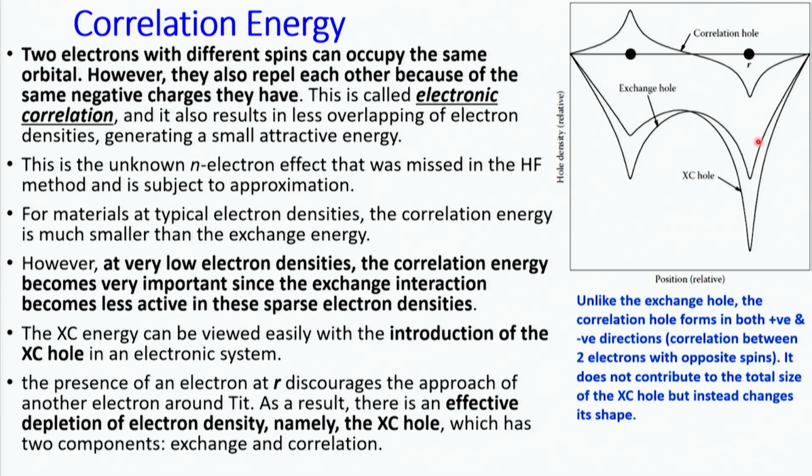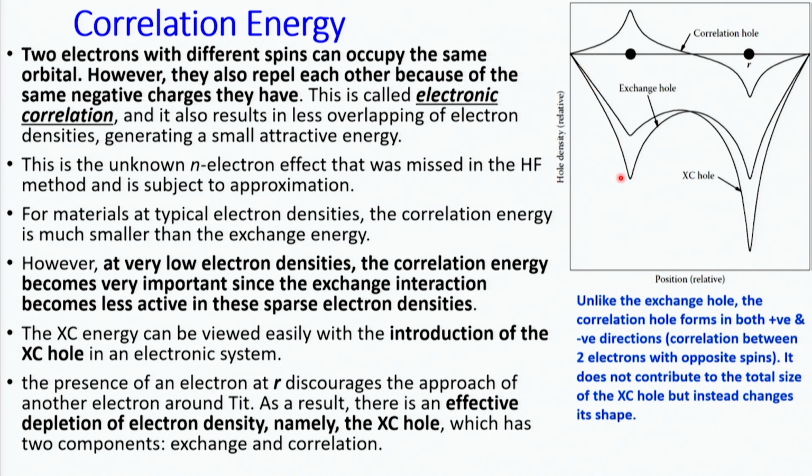So the electron density changes due to this correlation hole, because this gives you the antisymmetry. The overall electron or hole density looks something like this, so the electron density also will be different. This distortion of the electron density takes up the exchange correlation energy. Unlike the exchange hole, the correlation hole forms in both positive and negative directions, as I showed. This is in the positive direction, this is in the negative direction, because of the correlation between two electrons with opposite spin. It does not contribute to the total size of the exchange hole, but it changes its shape, as I mentioned.